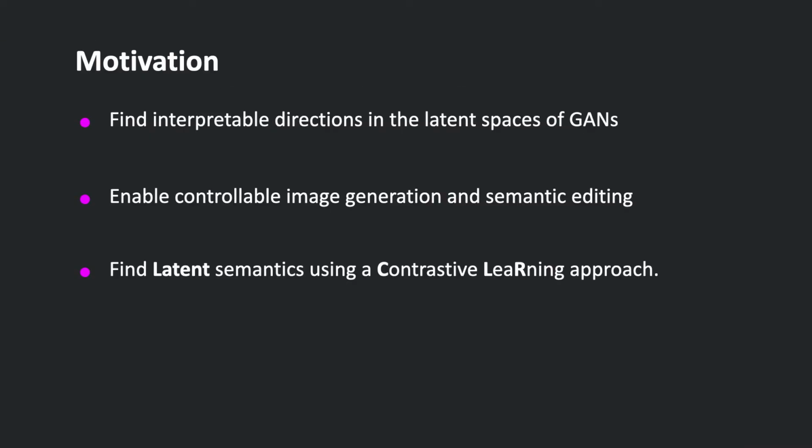Recent research has shown that it is possible to find interpretable directions in the latent spaces of pre-trained generative adversarial networks. These directions enable controllable image generation and support a wide range of semantic editing operations such as zoom, rotation, facial features, pose, or changing hairstyle. In this work, we propose a contrastive learning-based approach to discover semantic directions in an unsupervised manner.